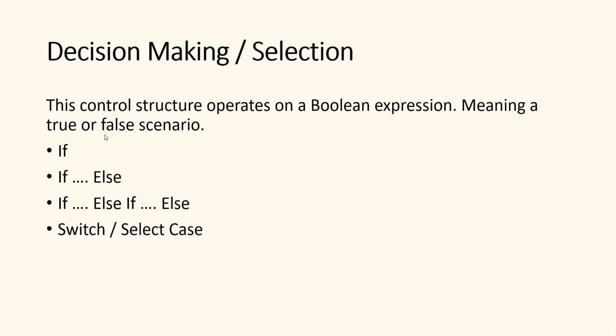So under the first one, we have the decision making. This control structure operates on Boolean expressions, meaning a true or false scenario. So for you to be able to understand the if statement, or decision making, very well, you need to understand what we call a condition or Boolean expression.